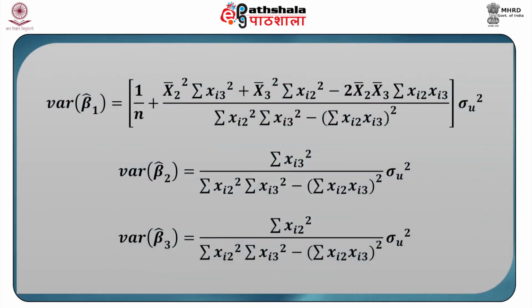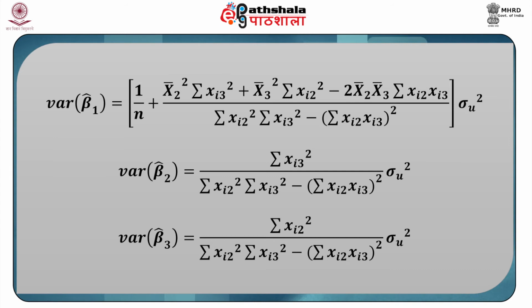The formula is as follows: variance of beta 1 hat is equal to [1 by n plus (X2 bar square into sigma small x_i3 square plus X3 bar square into sigma x_i2 square minus 2 X2 bar X3 bar into sigma x_i2 x_i3) whole divided by (sigma x_i2 square into sigma x_i3 square minus (sigma x_i2 x_i3) whole square)], and the whole multiplied by sigma mu square.